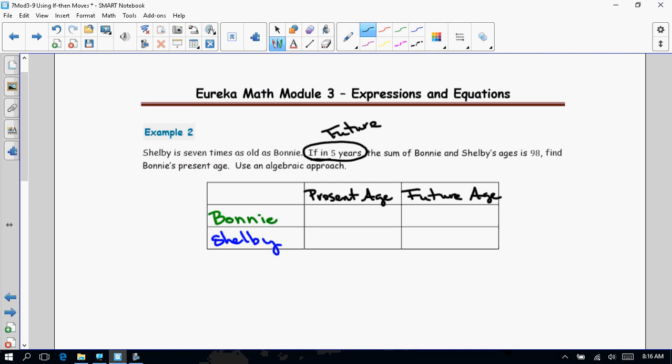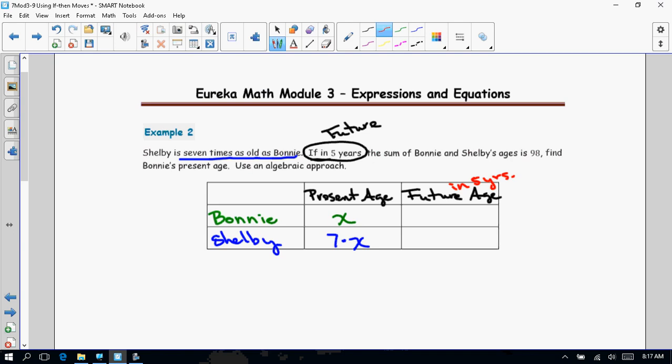Well, let's talk about what we have going on. Shelby is 7 times as old as Bonnie. So since I don't know how old Bonnie is, I'm going to label her x. And I know that Shelby, it says, is 7 times that age. So if Bonnie is x, Shelby is going to be 7 times that, 7x. Well, the future age, it says they're going to be 5 years. So this is in 5 years.